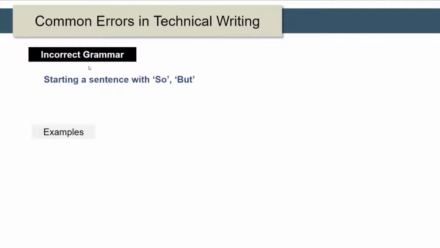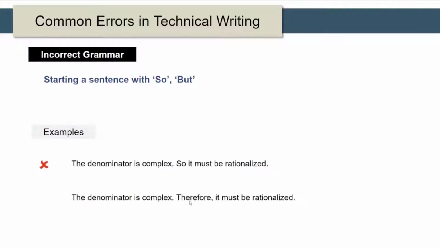Next, the most common incorrect grammar that we use, typically in conversational style: it is okay to start a sentence with so or but and then, now, right? But in technical writing, you do not do so. For example, the denominator is complex, so it must be rationalized. For the sake of saying, this is okay, but in technical writing, this would be incorrect. You could have written, therefore, it must be rationalized, or you could have combined it into one single sentence and said, and therefore must be rationalized.